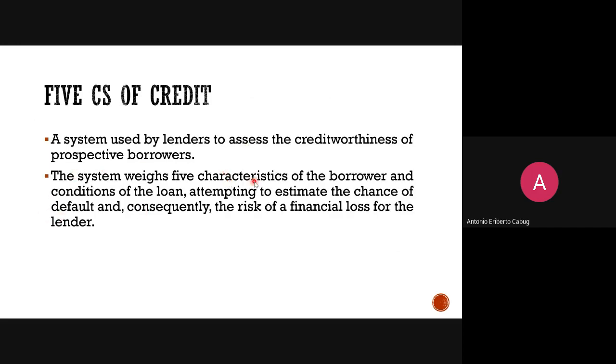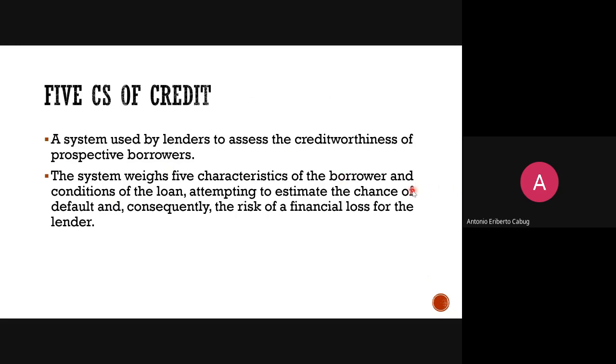The system weighs 5 characteristics of the borrower. These characteristics is a combination of quantitative, numerical, tsaka qualitative, no? Quantitative and qualitative characteristics. The system weighs 5 characteristics of the borrower and conditions of the loan, attempting to estimate the chance of default and consequently the risk of financial loss for the borrower. Siyempre, yung bangko, kung magpautang sila, gusto nila na mababalik yung pera sa kanila. Okay? They're going to grant loan to someone who is willing and able to return the money at the right time. Okay? So, kung titingnan man yung 5 C's, yun ay para protektahan yung kanilang interest, no? To protect its interest. The lender will look at the borrower's 5 C's.